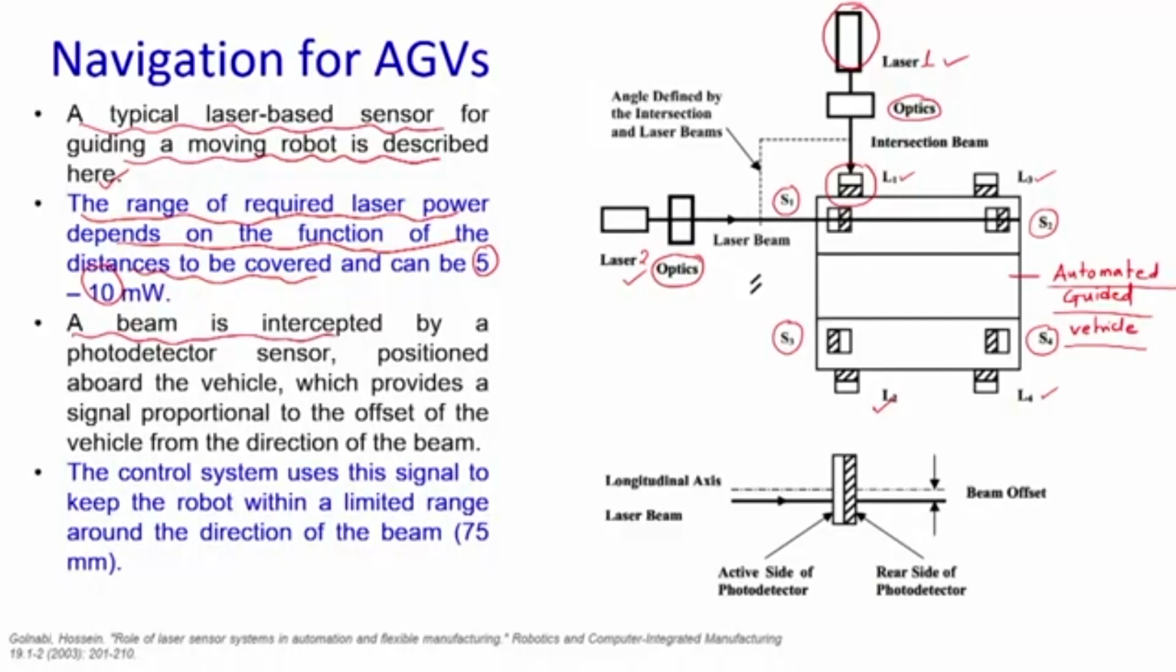A beam is intercepted by a photo detector sensor positioned aboard the vehicle, which provides a signal proportional to the offset of the vehicle from the direction of the system. All these sensors detect the laser light, and based upon their detection values, we can easily find out whether there is any offset or not. The control system uses this signal to keep the robot within a limited range around the direction of the beam, that is about 75 mm.